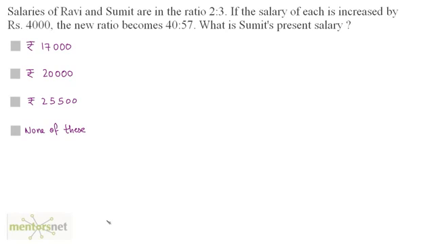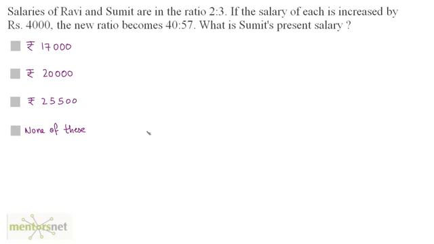Salaries of Ravi and Sumit are in the ratio of 2:3. If the salary of each is increased by rupees 4,000, the new ratio becomes 40:57. What is Sumit's present salary?